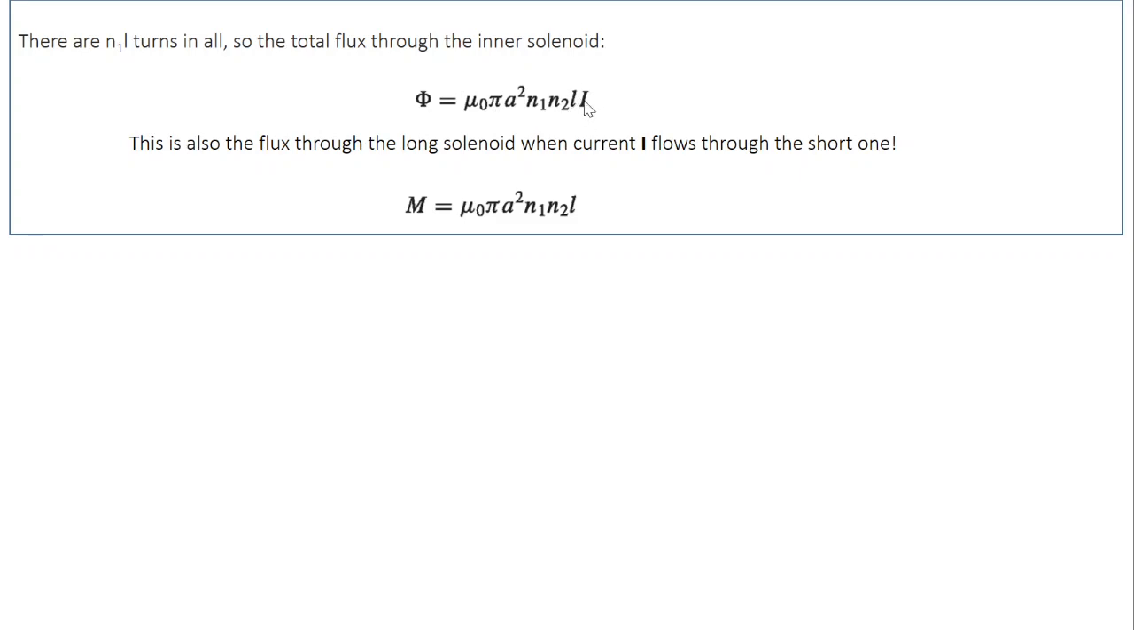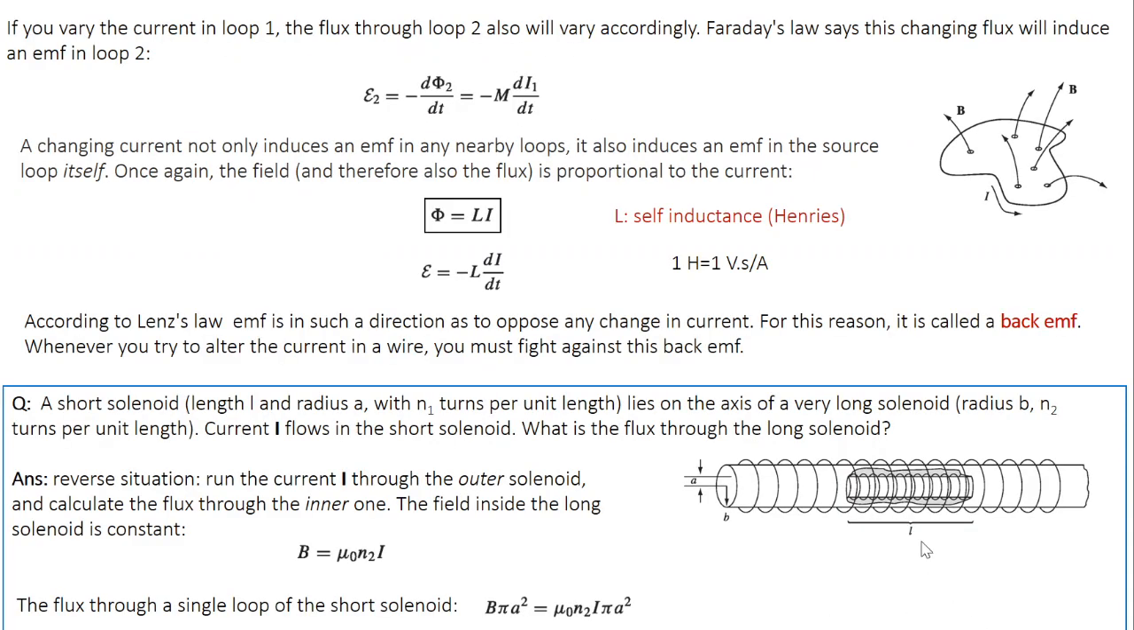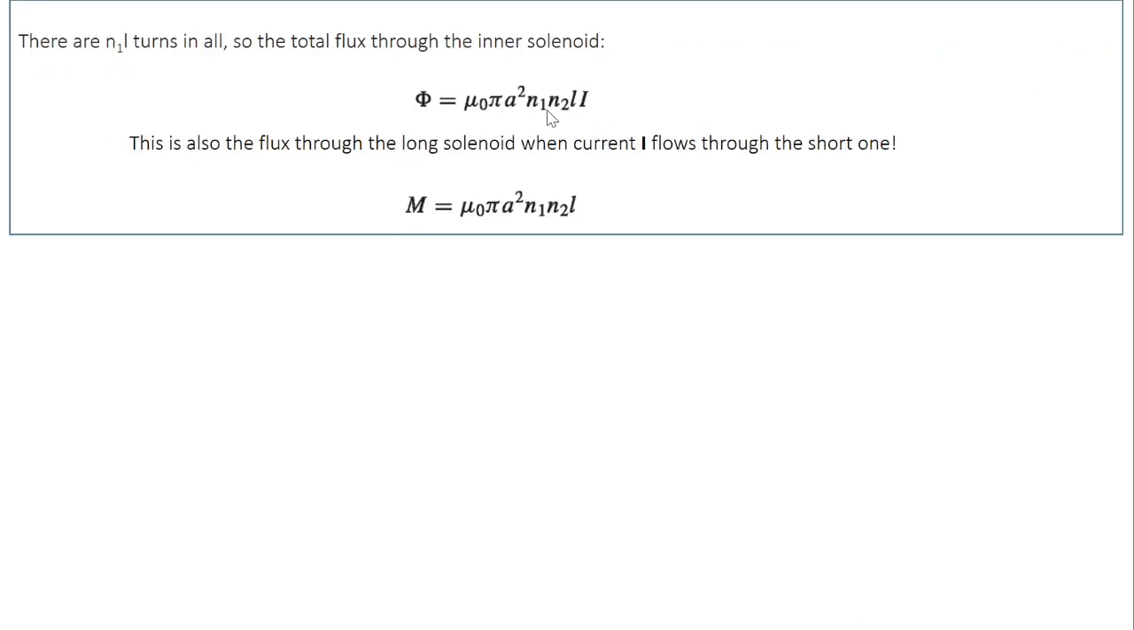So the total flux through the inner solenoid is phi equal to mu naught pi A square N1 into L into I. So this will be exactly the same flux when you run current I through the inner solenoid, and this flux is going to flow through the outer solenoid. By the way, the mutual inductance is going to be mu naught pi A square N1 N2 into L.